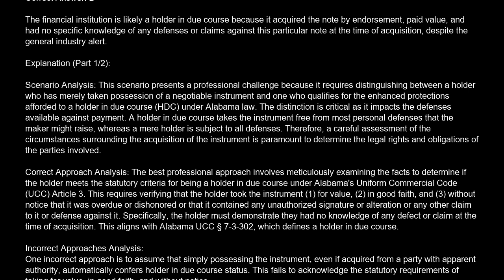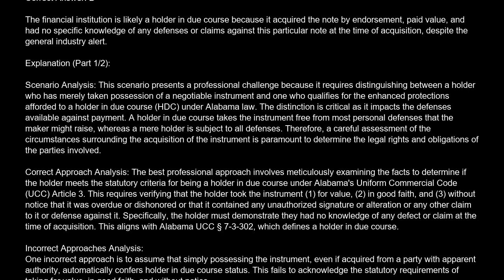Correct approach analysis. The best professional approach involves meticulously examining the facts to determine if the holder meets the statutory criteria for being a holder in due course under Alabama's Uniform Commercial Code, UCC, Article 3. This requires verifying that the holder took the instrument 1.